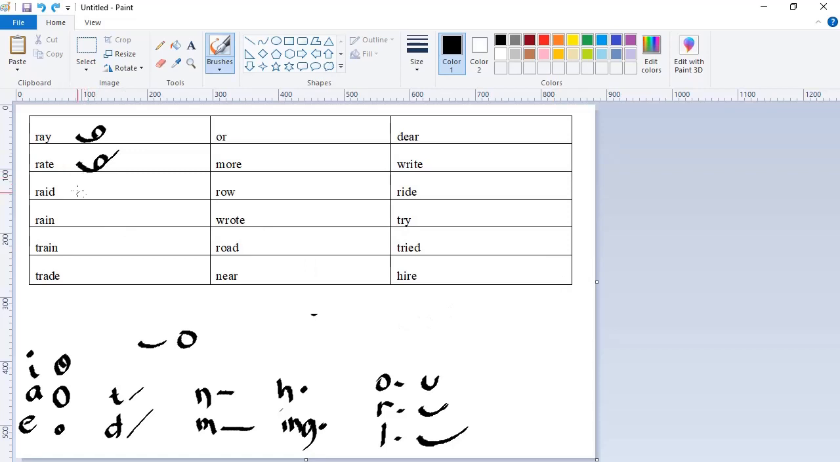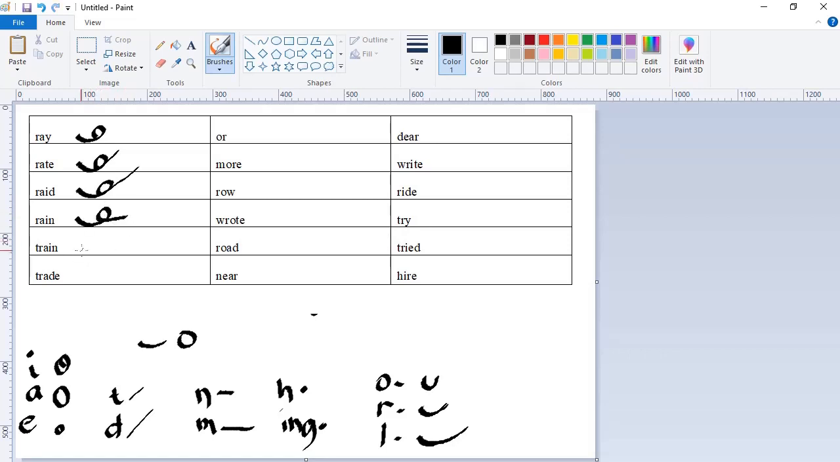Raid. So, raid, we have R, A, D. Ulitin natin. We have R, A, D. Rain. So, we have R, A, N. Ulitin natin. R, A, N. Ulitin po natin. Last. R, A, N.